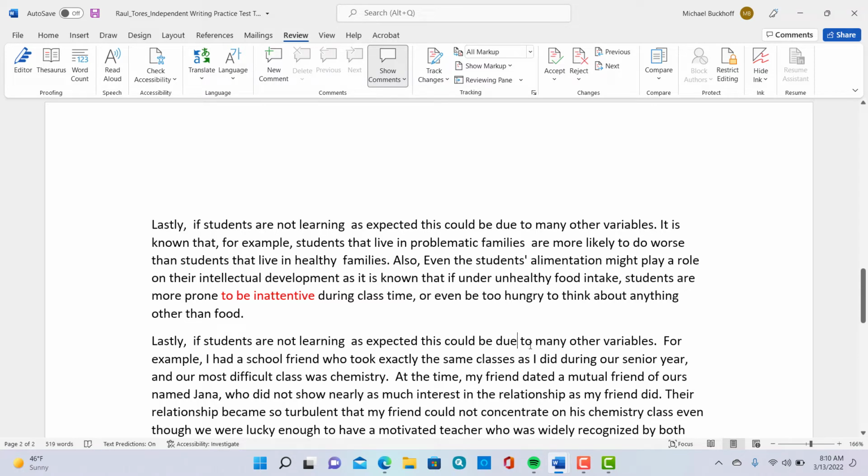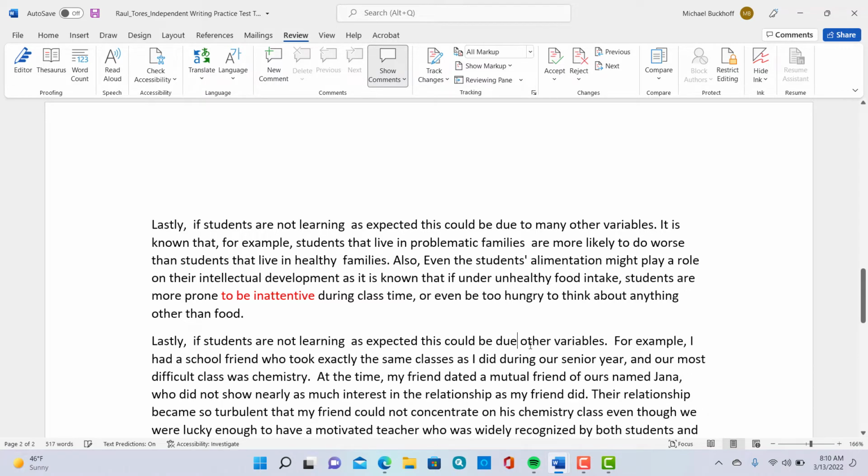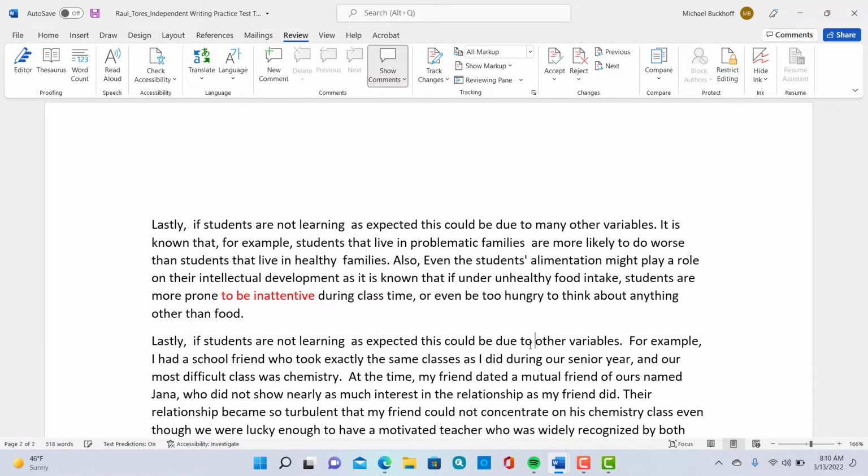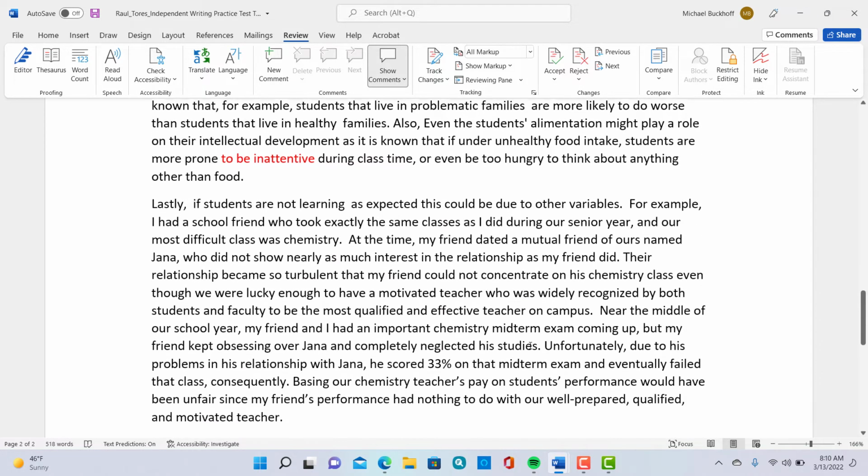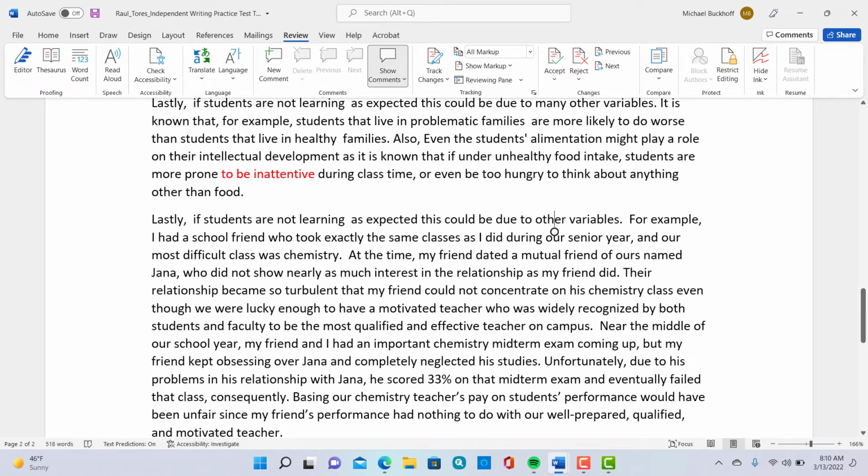Instead of due to many other variables, I'm going to put due to other variables. Now look at the example here. So I said, for example, I had a school friend who took exactly the same classes as I did during our senior year, and her most difficult class was chemistry. At the time, my friend dated a mutual friend of ours named Jana, who did not show nearly as much interest in the relationship as my friend did.